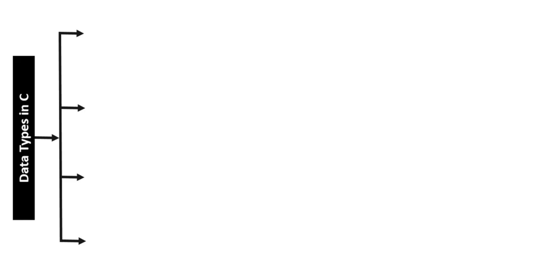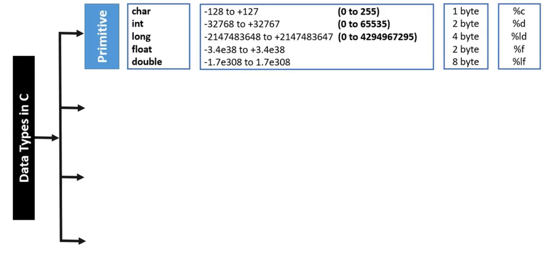Very first is primitive. Primitive data types are char, int, long, float, double. Now if I talk about the range, then char is from minus 128 to plus 127. The value that has been represented in bracket is the value for unsigned char. That means if we ignore the positive and negative sign, then the range is from 0 to 255. Size is 1 byte and the format specifier is %c.